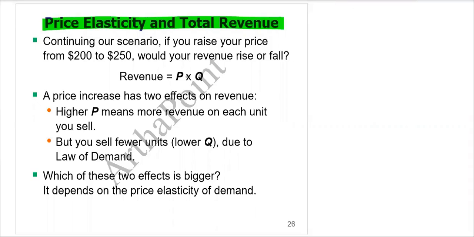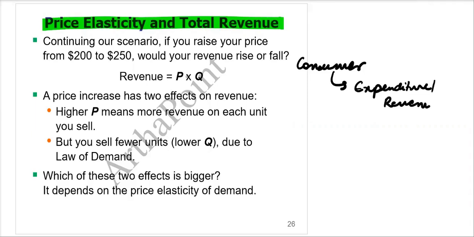understand this thing. See, whenever a consumer buys any commodity, the consumer spends some money on it. That is known as expenditure or revenue. This is nothing but basically price into quantity. Now, when the price increases, of course, the quantity will decrease.